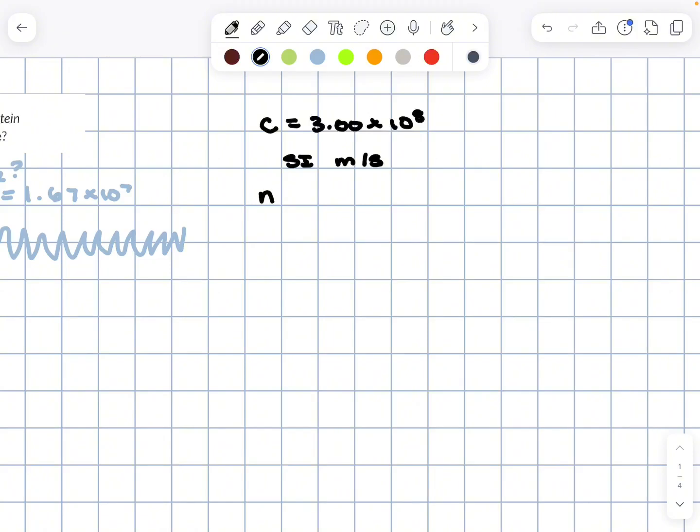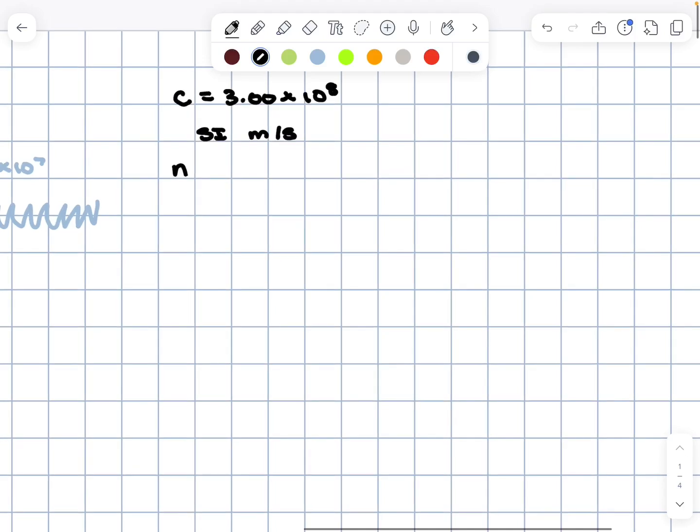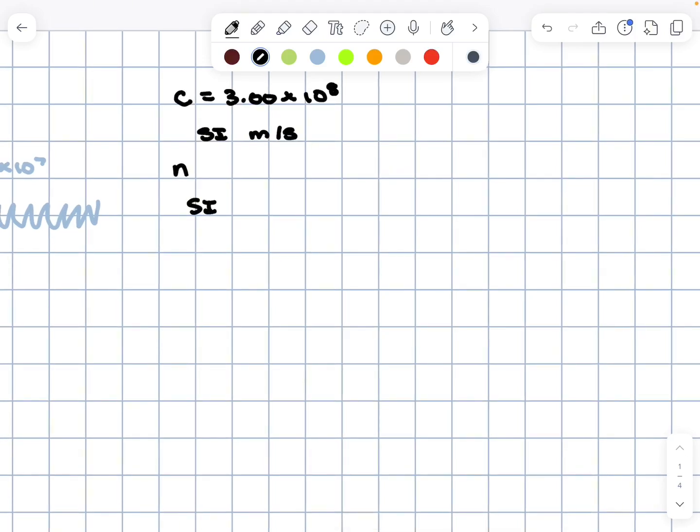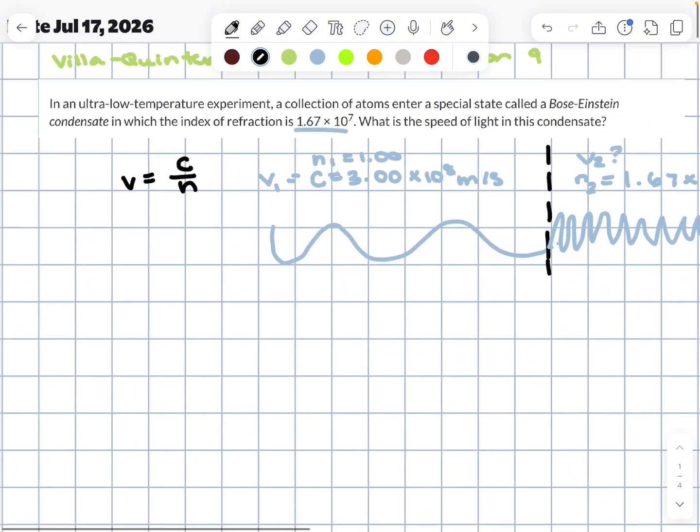And then n represents the index of refraction, which we've seen in this problem. They give it to us as 1.67 times 10 to the 7th. The SI unit for this is none, there's no dimension. And then the last one we want to define is v, which is the speed of light in the material. The SI unit for this is also meters per second, because again, we're talking about speed. So now that we've defined those terms, we can solve this problem.